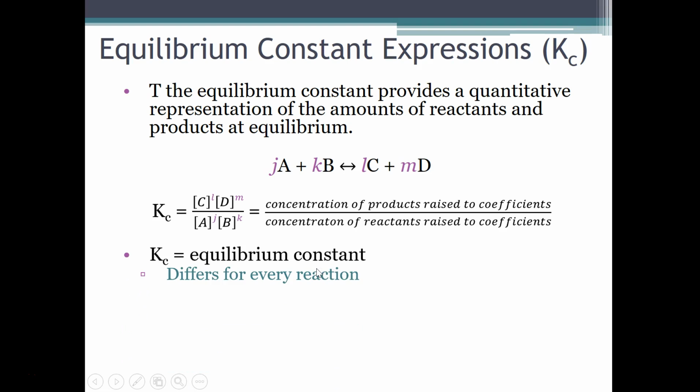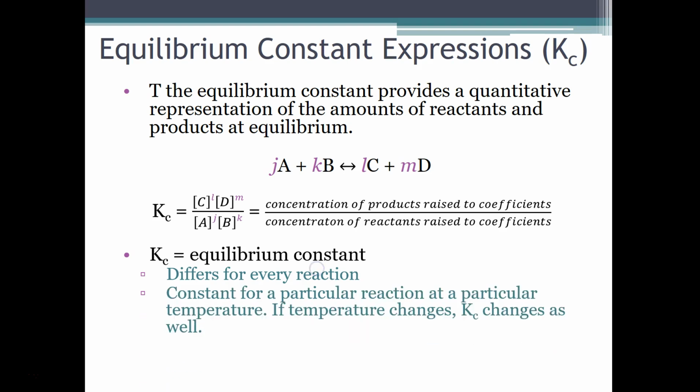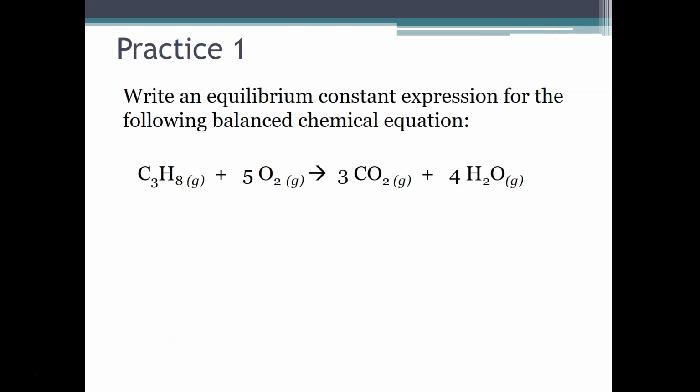Now, K sub C is what denotes the equilibrium constant, and it's different for every single reaction. It will remain constant for any reaction at a particular temperature. If we change the temperature, we'll change the value of K sub C. And it's important to know that changing the temperature is the only thing that will change the value of K sub C for a particular reaction. If you change the pressure or the concentration, nothing will happen to the value of K sub C.